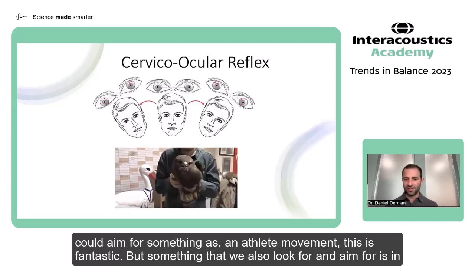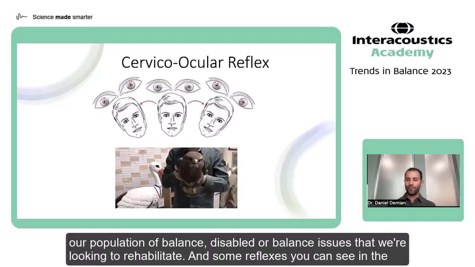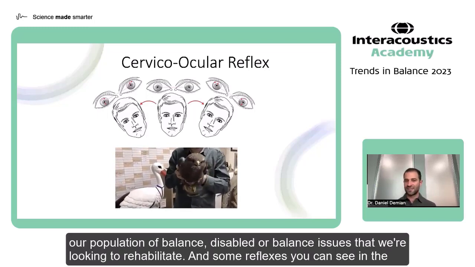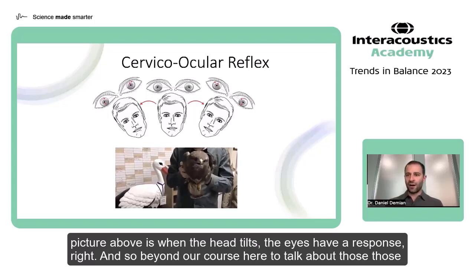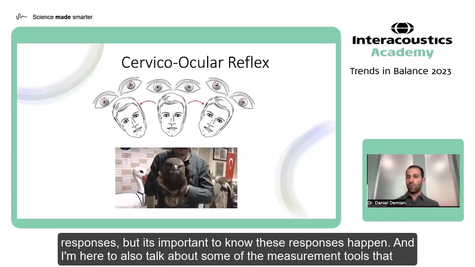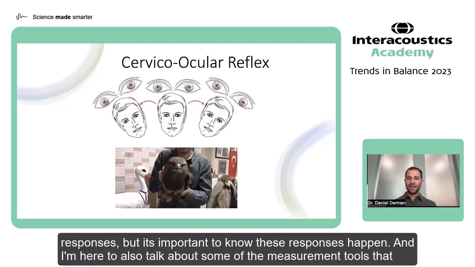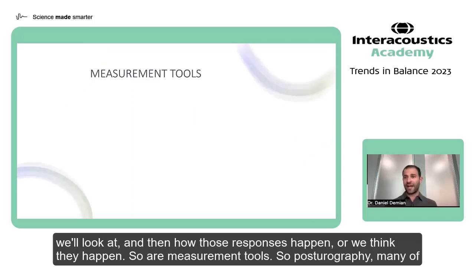But something that we also look for and aim for is in our population of balance disabled or balance issues that we're looking to rehabilitate. And some reflexes you can see in the picture above is when the head tilts, the eyes have a response, right? And it's beyond our course here to talk about those responses, but important to know those responses happen. And I'm here to also talk about some of the measurement tools that we'll look at, and then how those responses happen, or we think they happen.